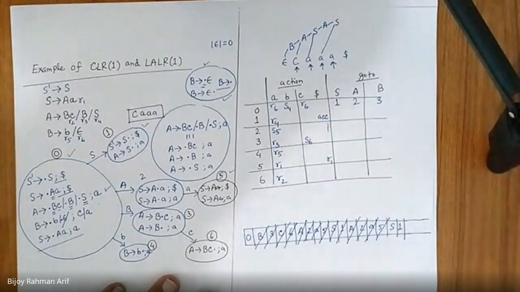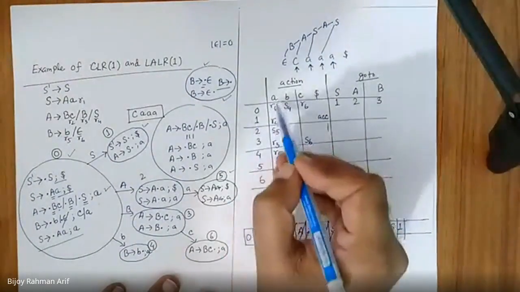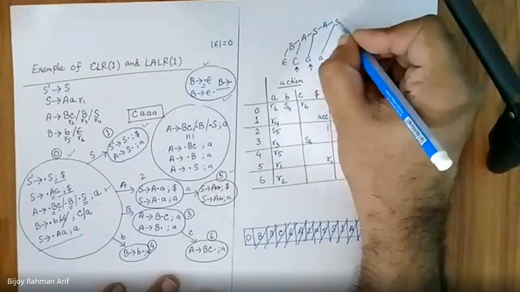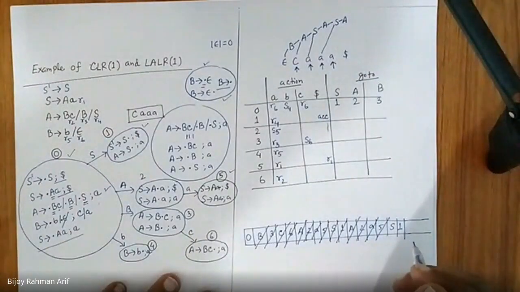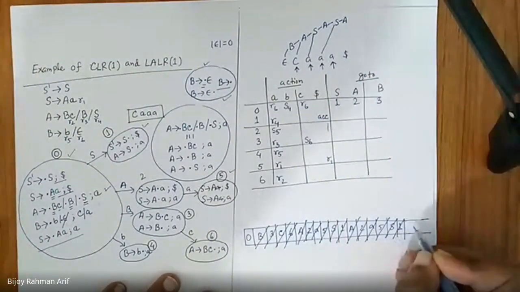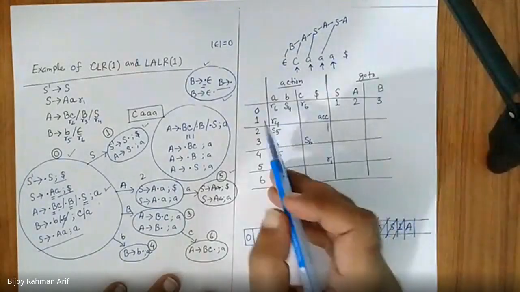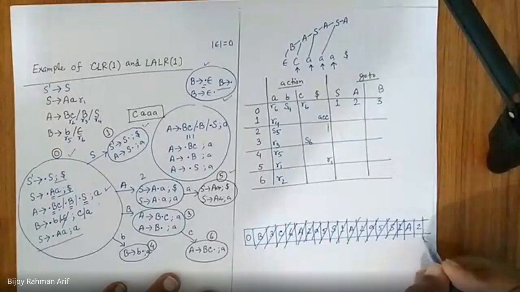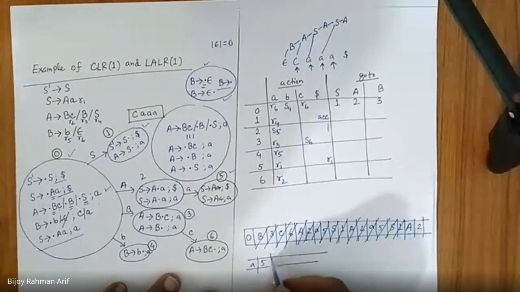Okay. Yes, sir. Now 1 is seeing A. Rule number 4. What is rule number 4? S would derive to A. Now I have to pop 2. I have to push A. 0 seeing A, I should go to 2. Now 2 is seeing A again. Shift 5. A going to 5.